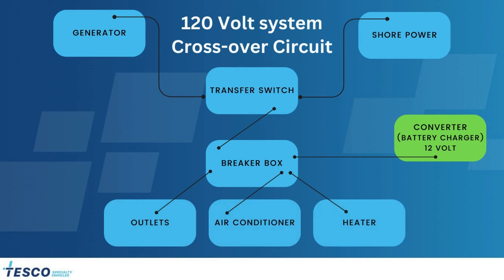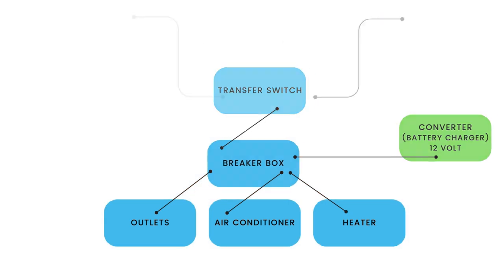The breaker box does have a crossover circuit. It houses the battery charger, also known as a converter. It takes the 120-volt power and converts it to a 12-volt charger.